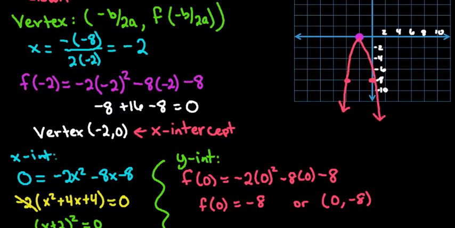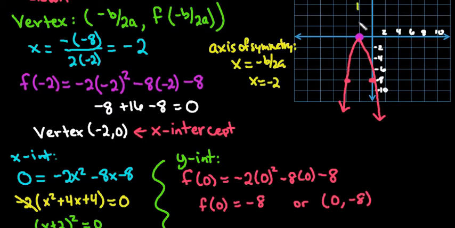I forgot to address the axis of symmetry. Let me go back up to the vertex. The axis of symmetry, and we'll do it in yellow, is always the vertical line that goes through the x coordinate of the vertex. So in this case, it would just be x equals negative 2.